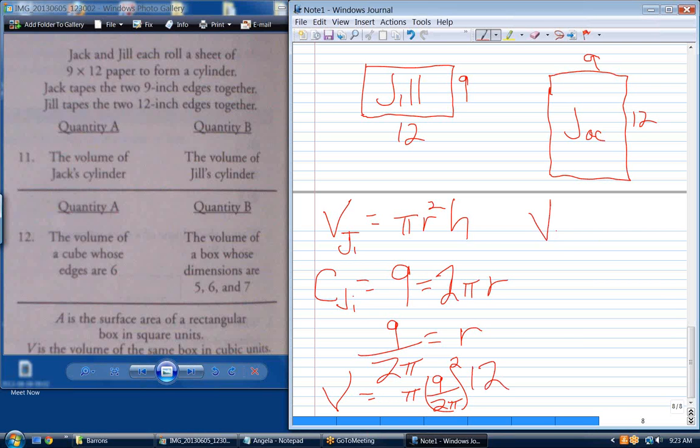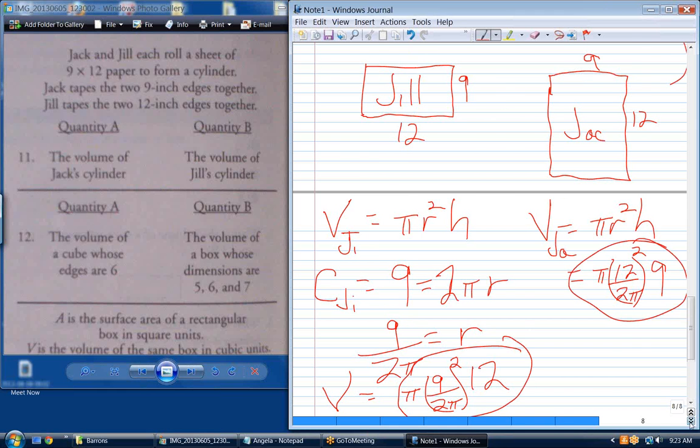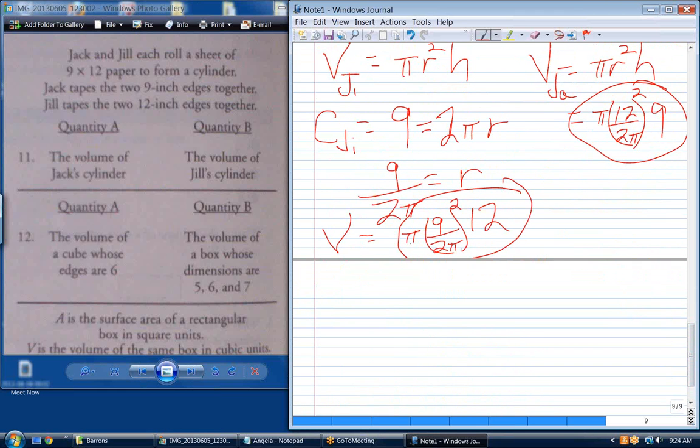Jack's volume. What's his radius, rather? It's going to be 12 divided by 2 pi, squared. And his height is? 9. So the question is, which number is bigger, that or this? And they're not the same.